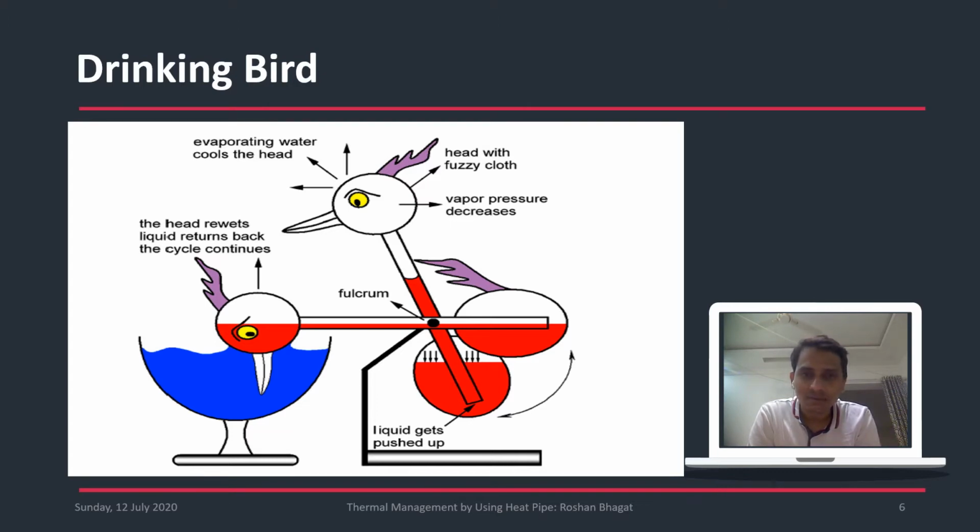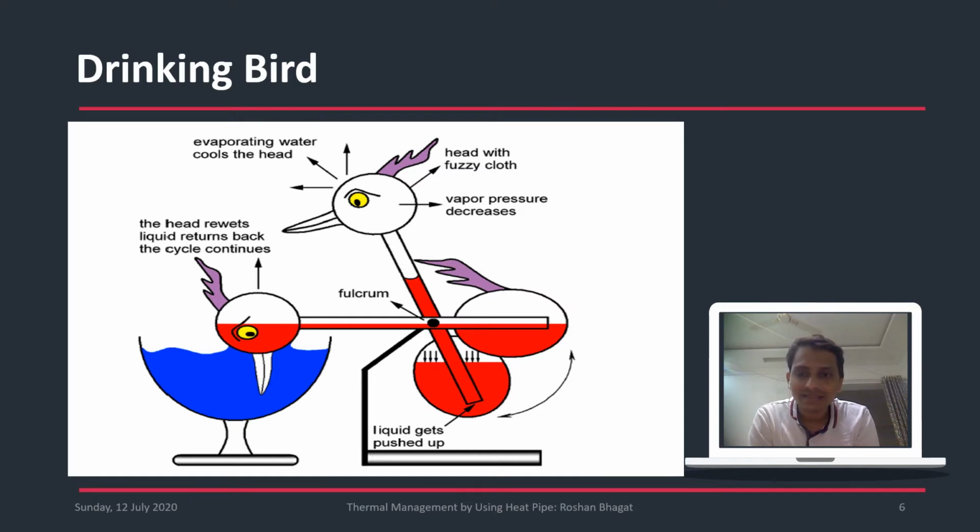In the second case, when the bird goes upright, the water absorbed by the fuzzy cloth attached over there now evaporates. Once this evaporates, the head of the duck is subjected to low pressure inside, and because of this low pressure, the high pressure available at the other end, in the tail, pushes the liquid, the red liquid methylene chloride, forward. In that case the fluid comes again towards the head, and that results in a downward motion of the duck.